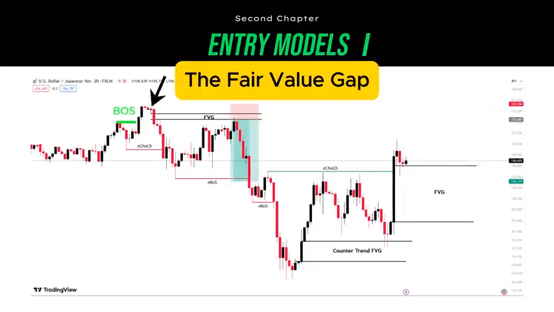This is the first candle. The second candle is the large candle, and the one next to the large one is the third candle. There is a noticeable small price inefficiency, and we mark the zone as we have learned.